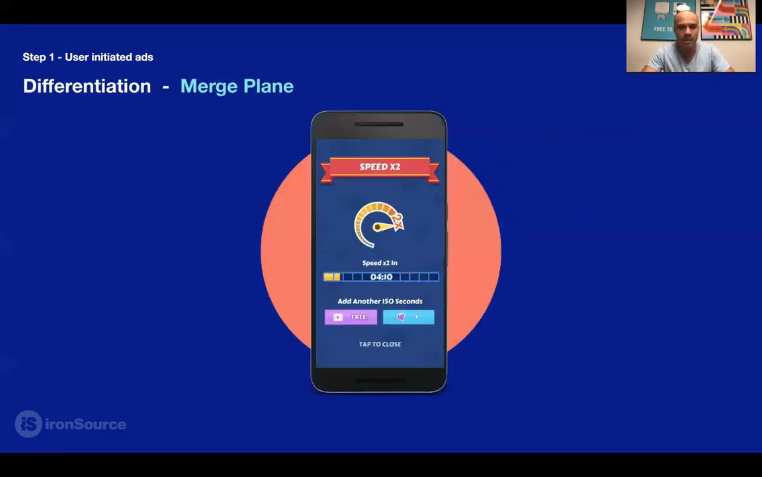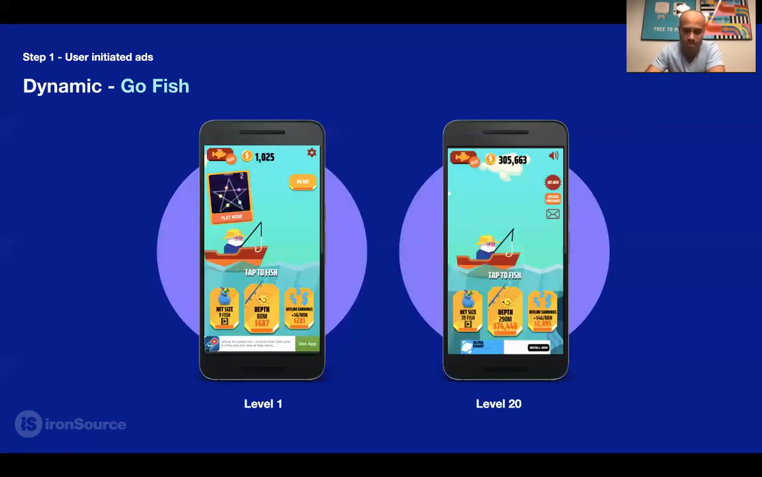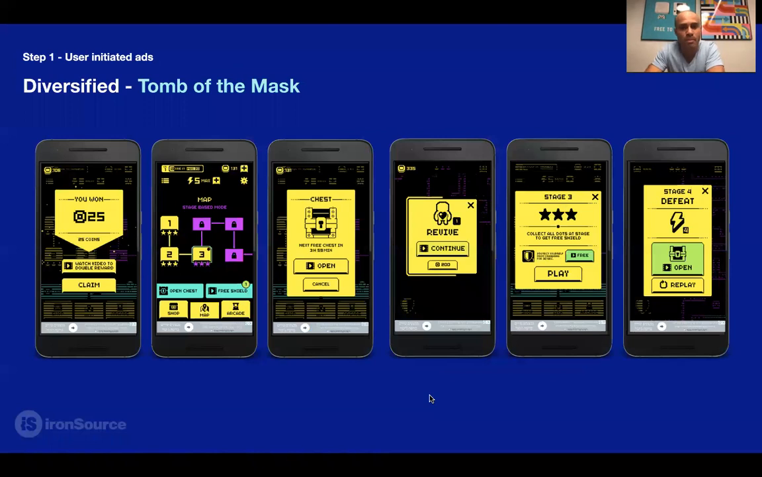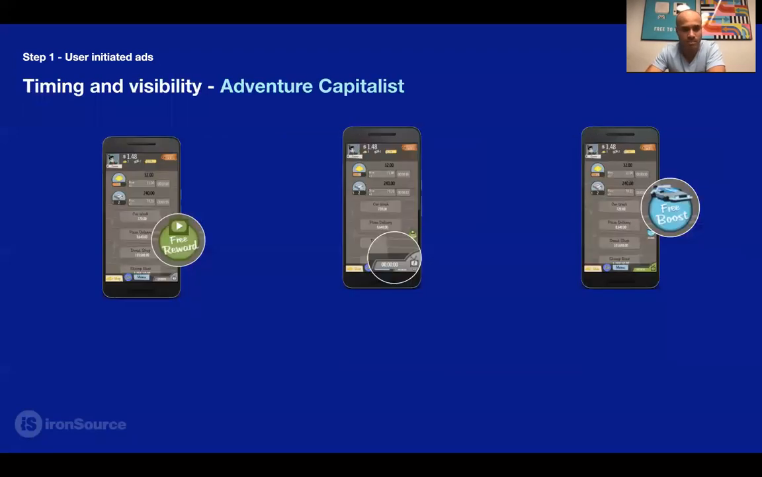We'll see the examples of the other two. This is a good example from Merge Plan, which differentiates very well between what you can buy in the store and what you can get for watching rewarded video. This is an example of GoFish by Quali that adjusts the reward amount from 9 fish to 39 fish according to the level of the game. This is an example of Tomb of the Mask by Legendary that has about 6 different rewarded video placements in their app, which allows them to have a very strong engagement rate and usage rate with rewarded video.